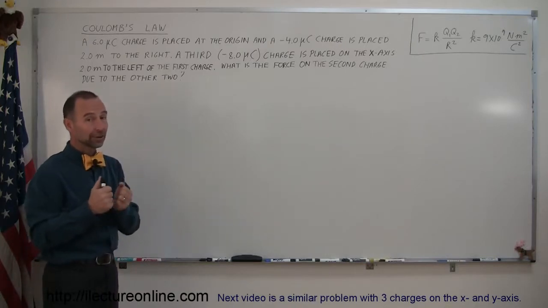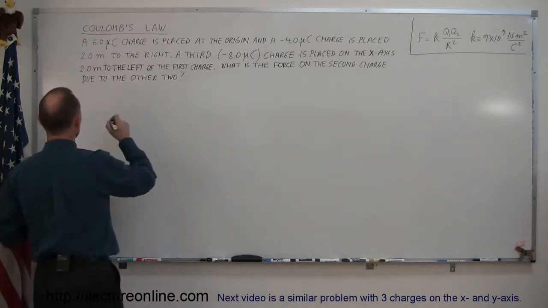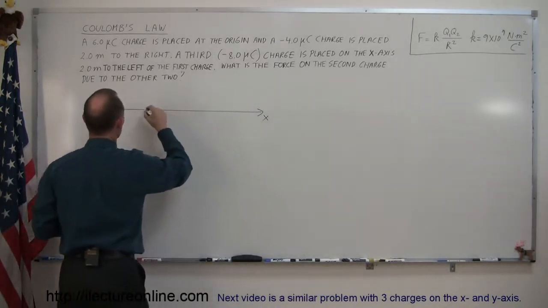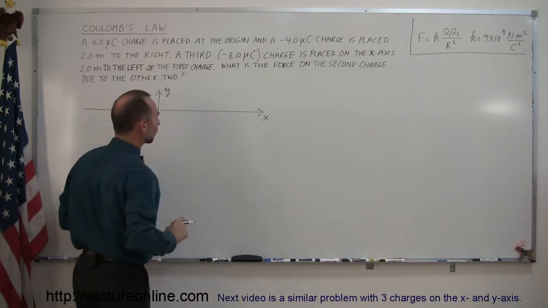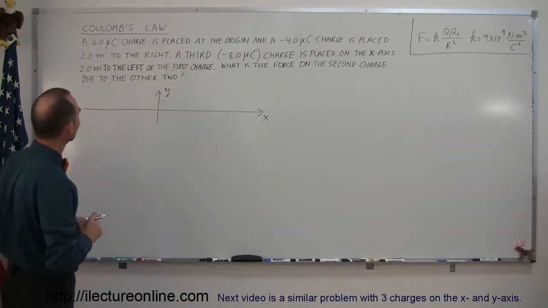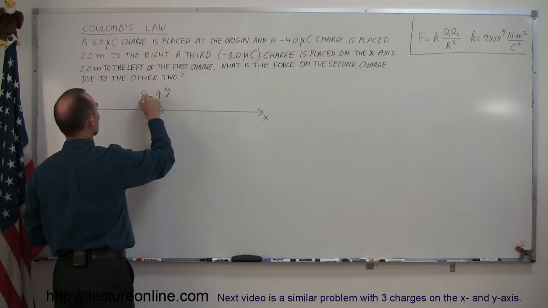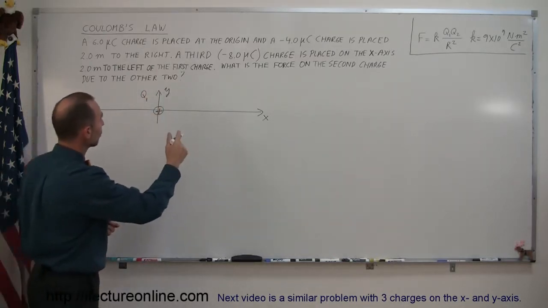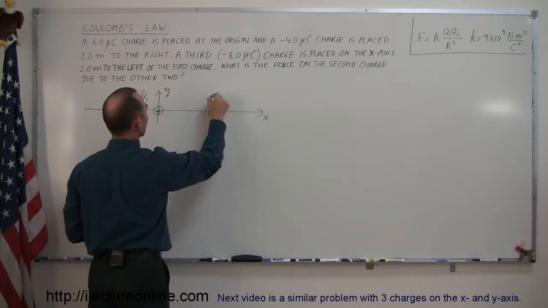All right, to figure out how to do this problem, you want to put a nice little diagram together. So let's do that. Here's our x-axis, and here's our y-axis. We don't need much of a y-axis because all the charges are placed on the x-axis. The first charge, right here at the origin, is a positive charge, so we indicate it as positive. Call this one Q1. We have a second charge that is placed 2 meters to the right, so let's put it right here. That's a negative charge, and we'll call this one Q2.